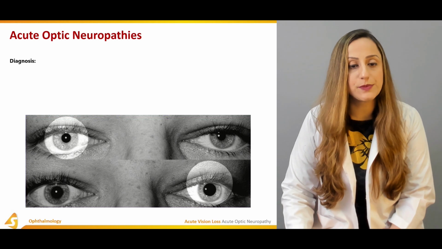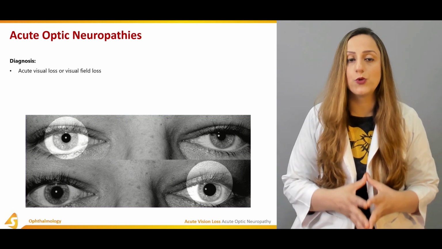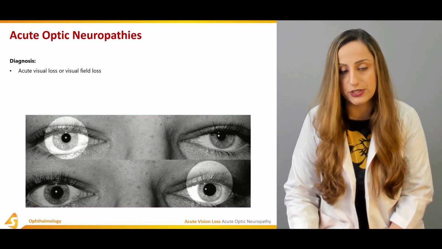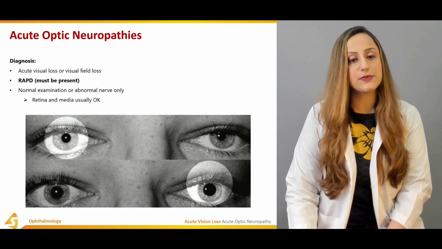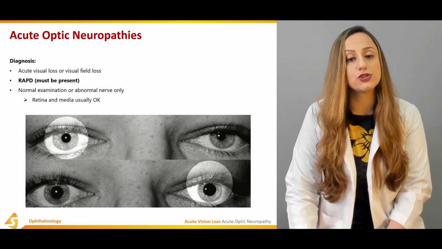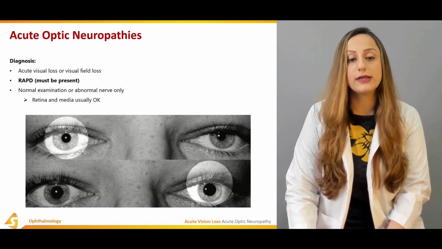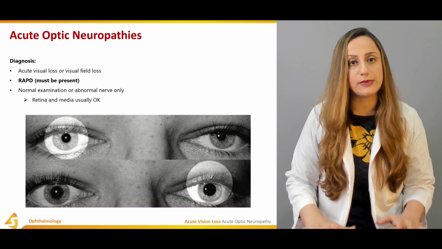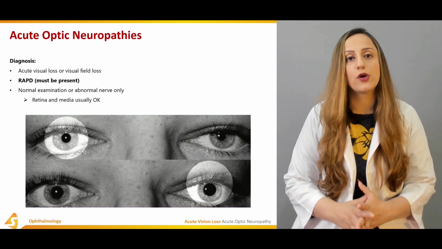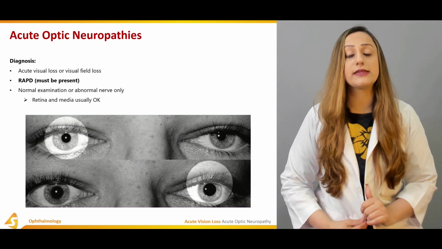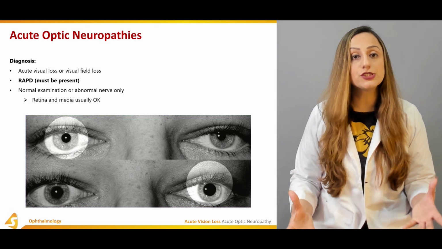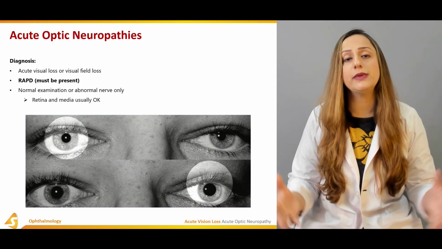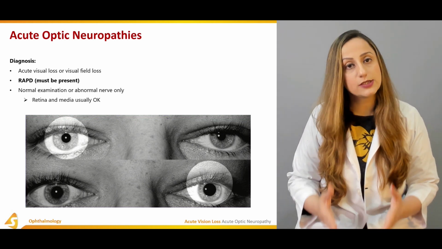So knowing the acute optic neuropathies, the diagnosis would include the acute vision loss or the visual field loss in that particular patient. The RAPD must be present in the abnormal nerve only. Retina and media are usually okay, or they don't have any abnormalities when the fundoscopy or the ophthalmoscopy is carried out. The retina is found to be healthy. The vasculature of the retina is found to be healthy. And that is basically how you minimize the differential diagnosis towards the optic neuritis.